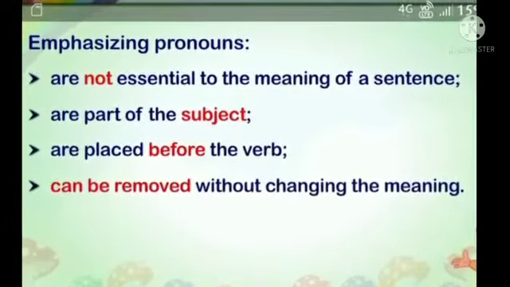These pronouns do not introduce a clause, and words ending in one or body are used for people. See the example, somebody told me to drink lots of water. Here somebody is an indefinite pronoun. Now words ending in thing are used for things, like, please give me something to eat, said Nikki. Here something is an indefinite pronoun.